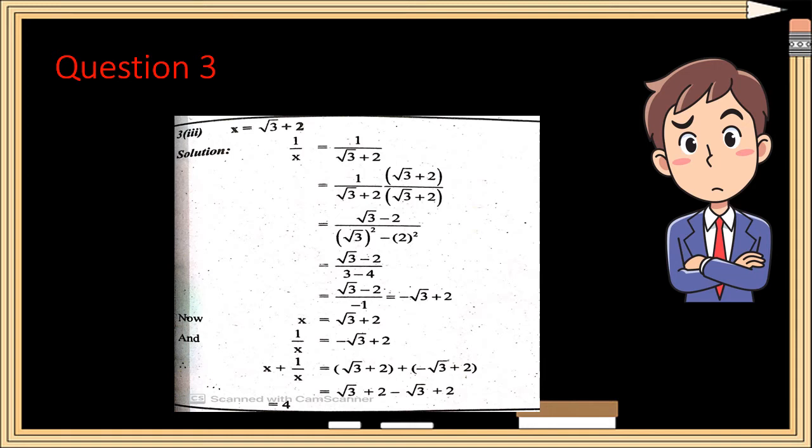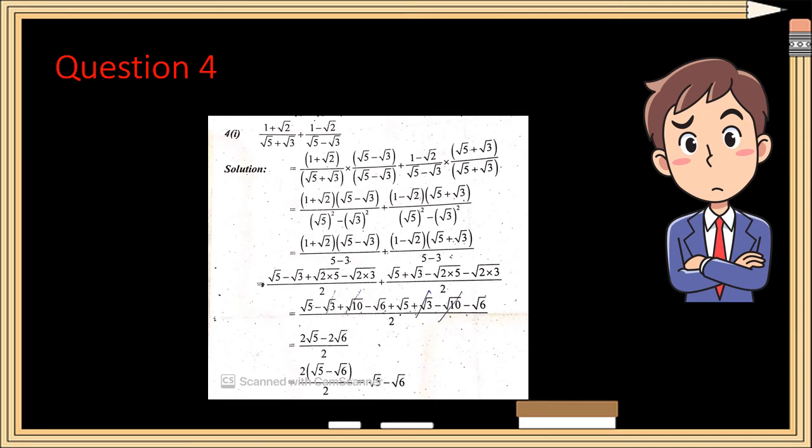You will just put the values. The value of x is under root 3 plus 2, and the value of 1 over x is minus under root 3 plus 2. So now you can see that under root 3 will be cancelled, separated by a positive sign, and now you will have to rationalize the first term and also the second term, and then you can add up.